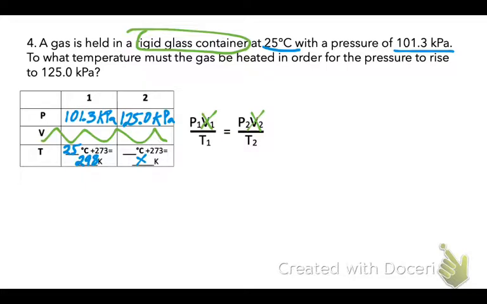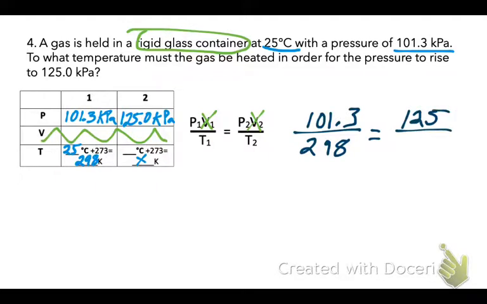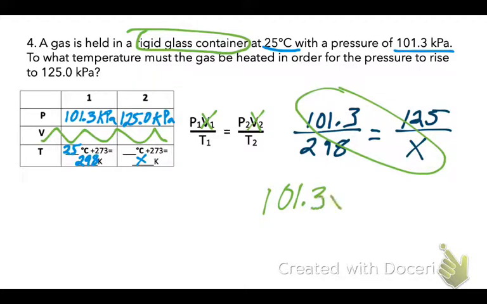And I get 101.3 over T1, which is 298, is equal to 225 over X. All right, same thing. We're going to do a cross multiplication. So I would have 101.3x on one side, and then that's equal to 298 times 125, and that's 37,250.